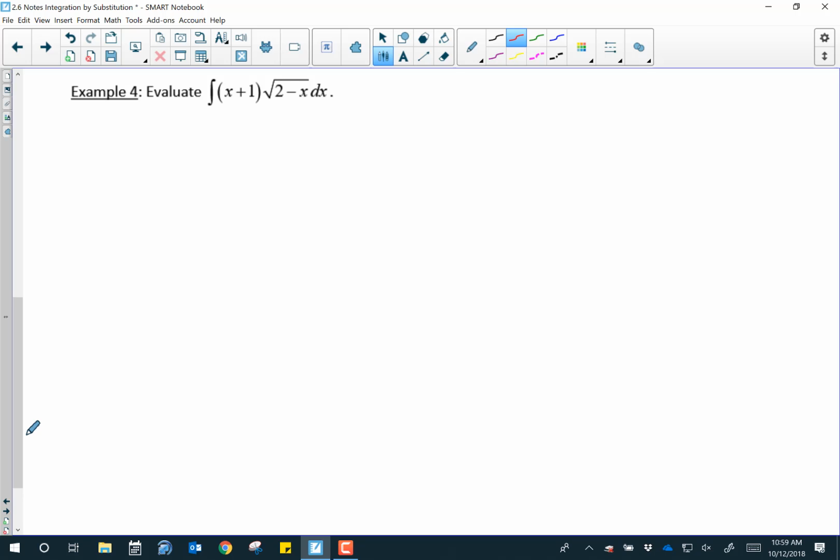Remember when we did proofs? It's kind of like that, right? I'm just going to start working on it and see where it gets me. A lot of times that's how U substitution works. So what's your rule of thumb? If I'm going to choose a U, your U typically needs to be inside a function. So what would U be? 2 minus x.